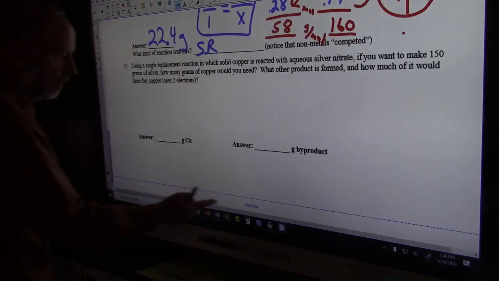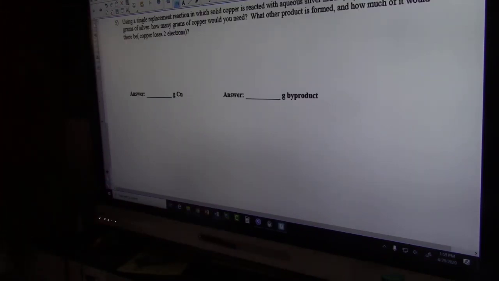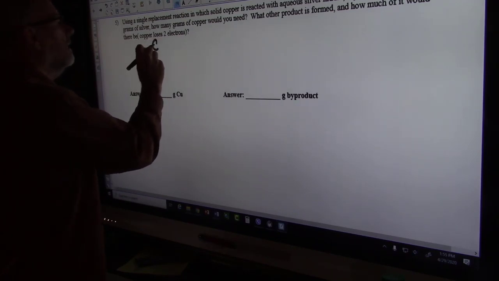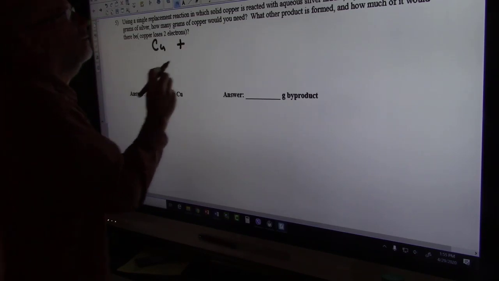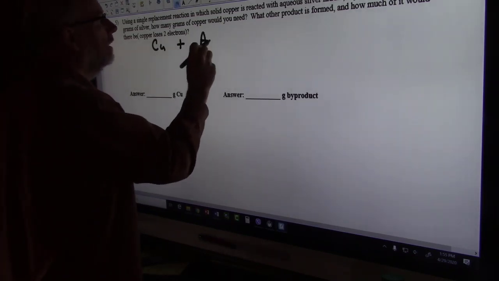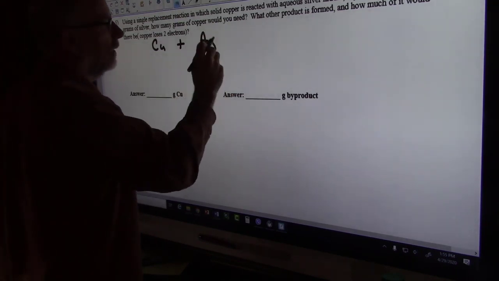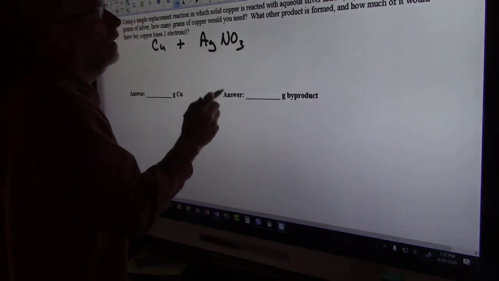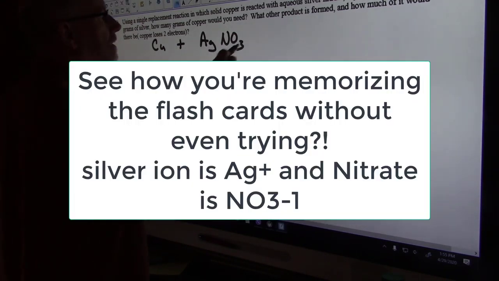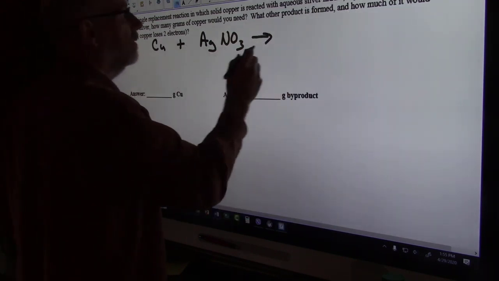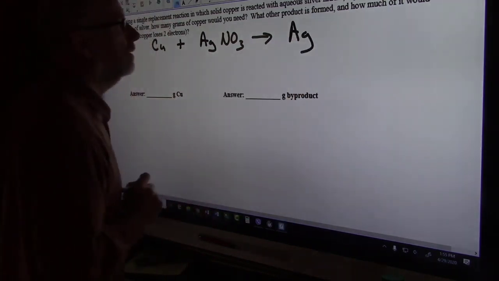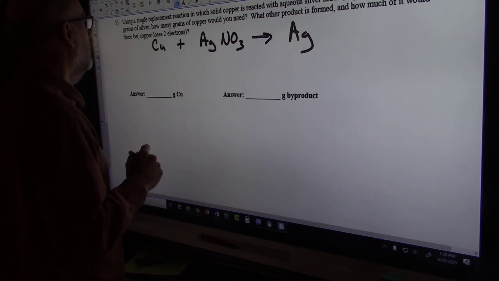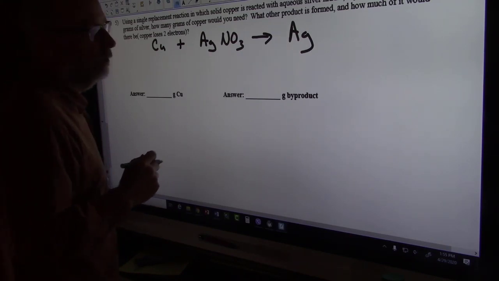All right, next problem. Using a single replacement reaction in which solid copper, that's Cu, is reacted with aqueous silver nitrate, Ag, that gets a +1, nitrate, NO3, -1, aqueous. And you're going to make some silver. If you want to make 150 grams of silver, Ag, how many grams of copper would you need? What other product is formed and how much of it would there be? Hint, copper loses 2 electrons.